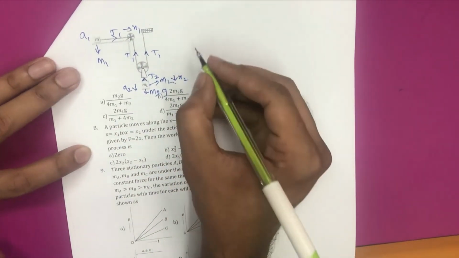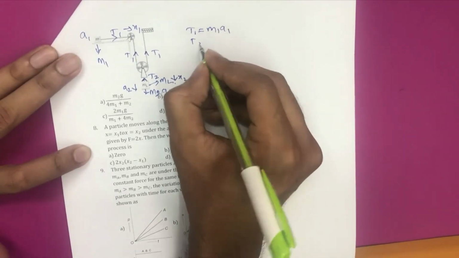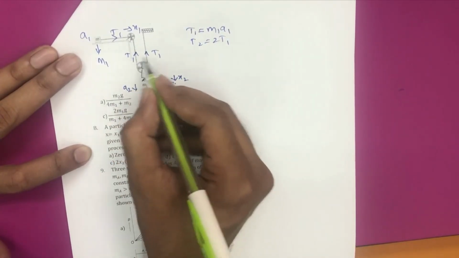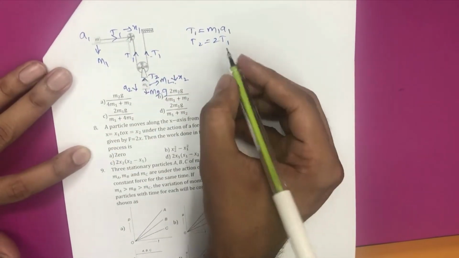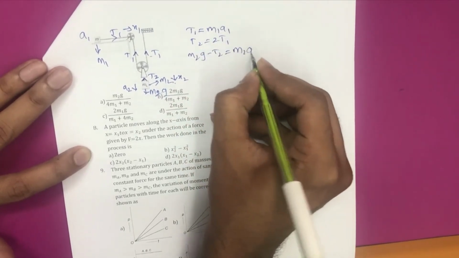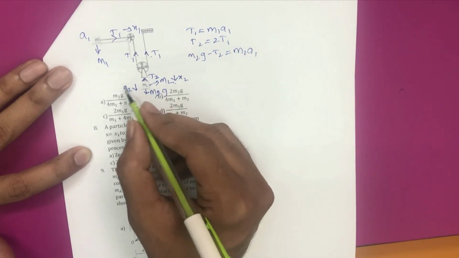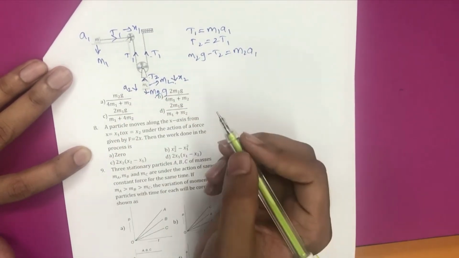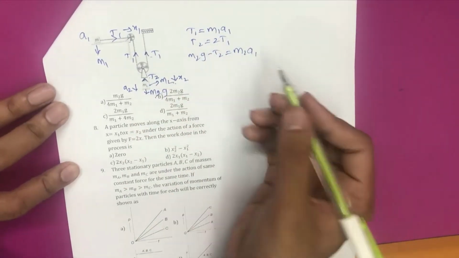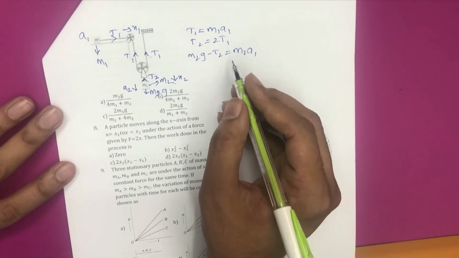Now from the force diagram, I can say T1 equals M1 A1. T2 equals 2 times T1. So I will have M2G minus T2 equals M2A1. That is, the difference of these two will be the resultant force, which leads to the acceleration A1.